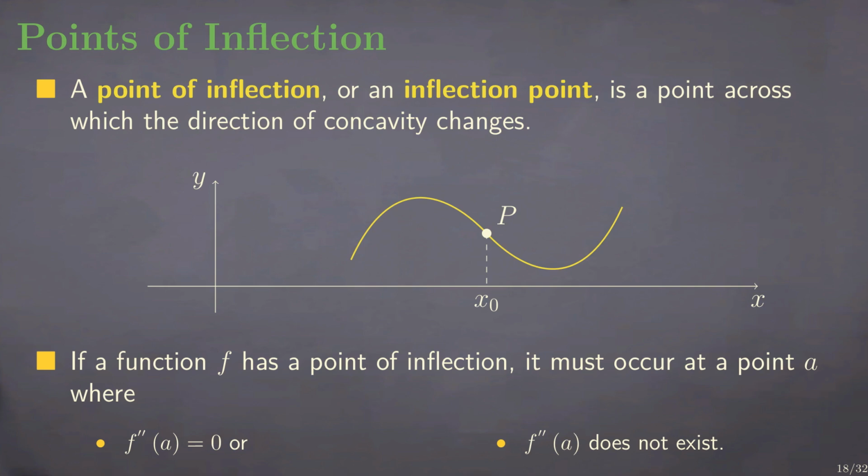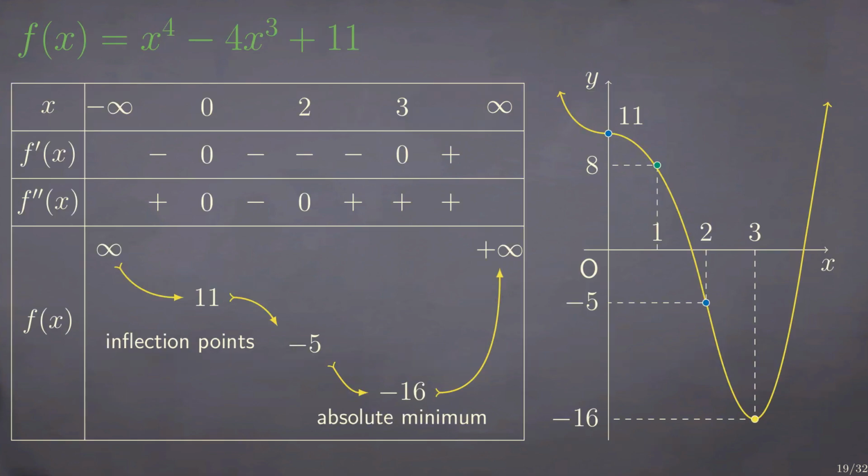Okay, so let's take a look back at the function f(x) = x^4 - 4x^3 + 11. So now we are ready to know why the graph of f has a fancy look like this, with a smooth shape, and we know where it is concave up or concave down, and what the inflection points of the graph are. It is because now we already know everything about the first and the second derivative of f.